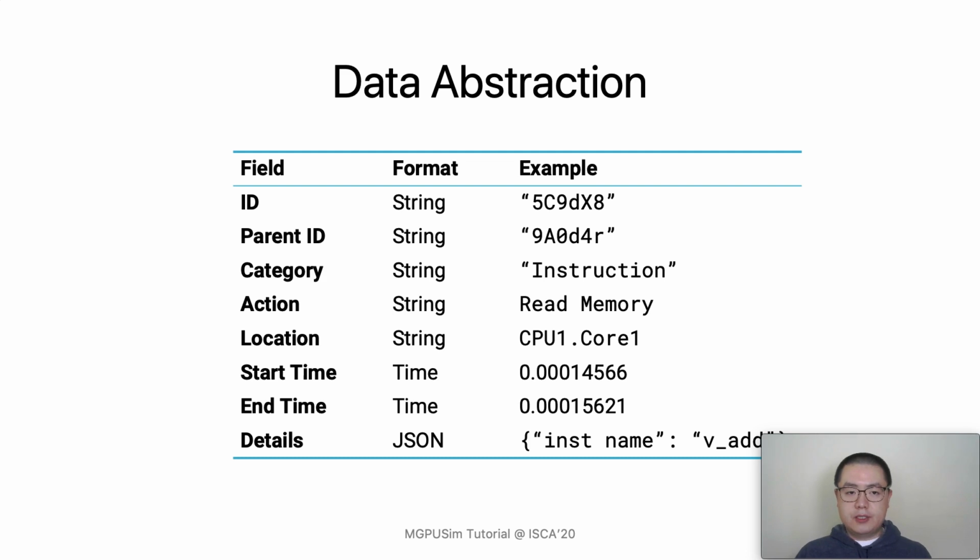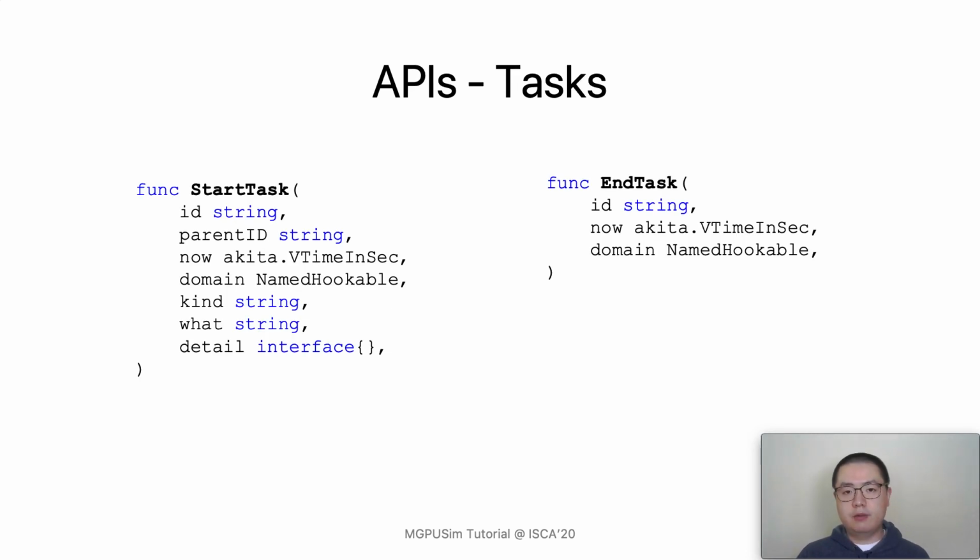So we create a set of APIs for users to capture this type of tasks in their simulation. When one user develops a new component, they need to call these APIs at the proper locations in their code so that they can record this type of tasks. And the APIs are super simple.